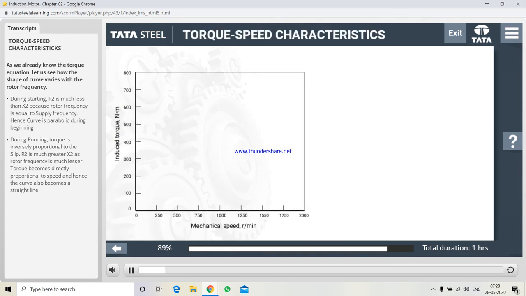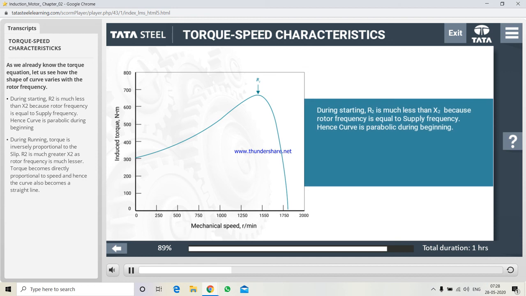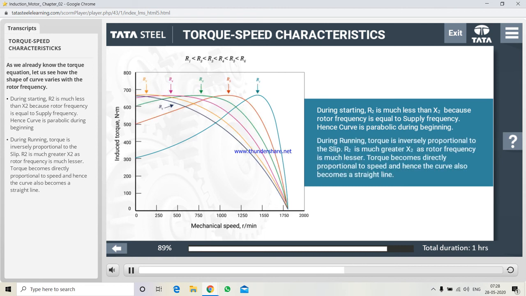As we already know the torque equation, let us see how the shape of the curve varies with the rotor frequency. During starting, R2 is much less than X2 because rotor frequency is equal to supply frequency. Hence, the curve is parabolic during the beginning. During running, torque is inversely proportional to the slip. R2 is much greater than X2 as rotor frequency is much lower. Torque becomes directly proportional to speed and hence the curve also becomes a straight line.